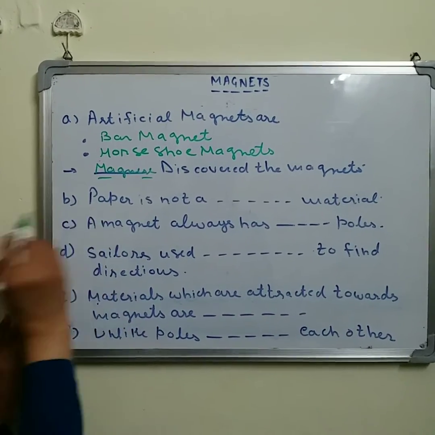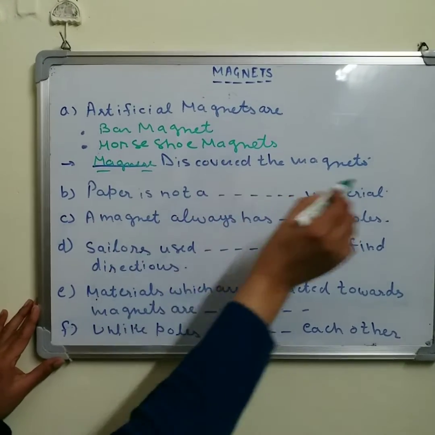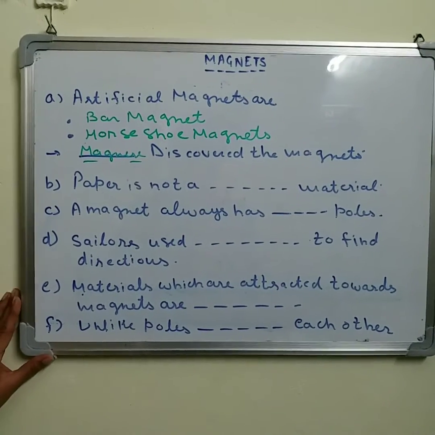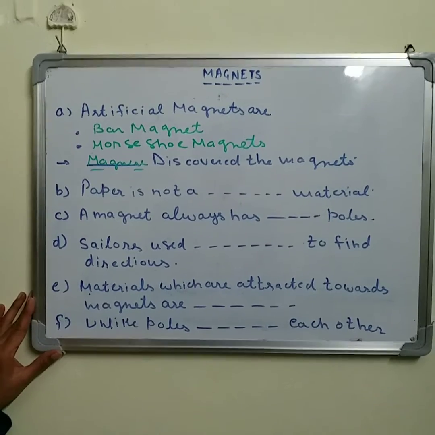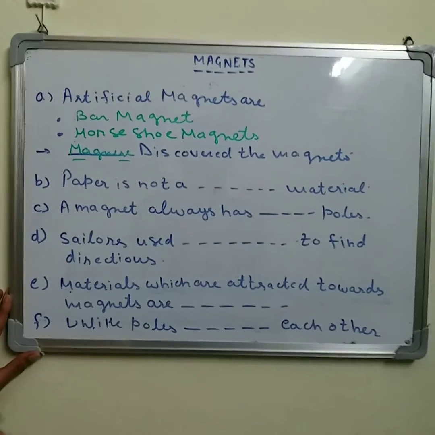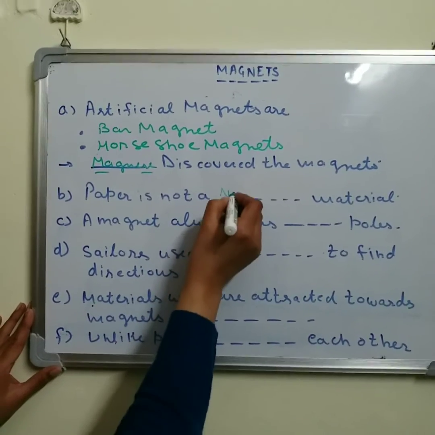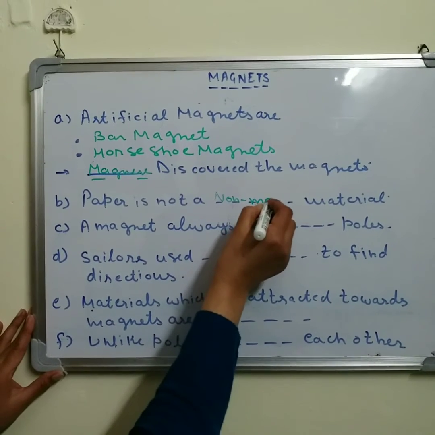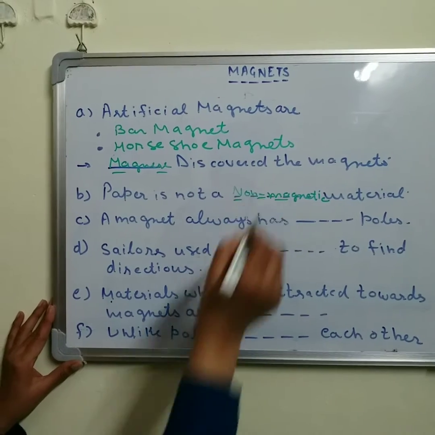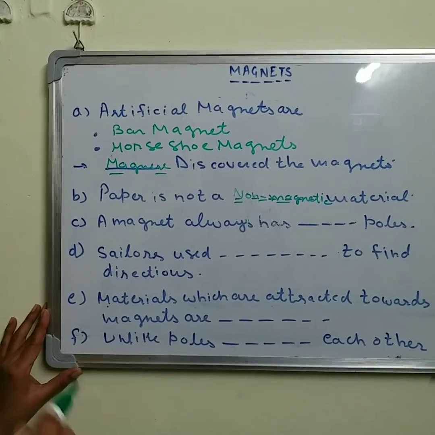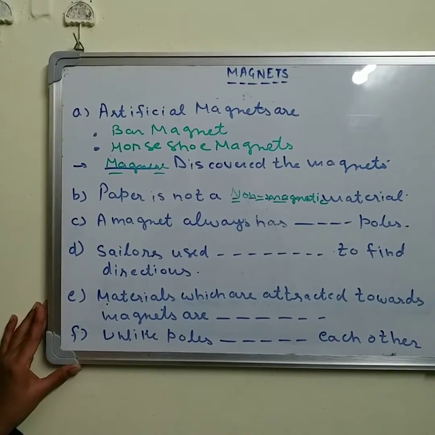Now next one, paper is not a dash material. So what do you think? Is paper a magnetic material? Is it attracted towards a magnet? No. So paper is a non-magnetic material. It is not attracted by the magnet.